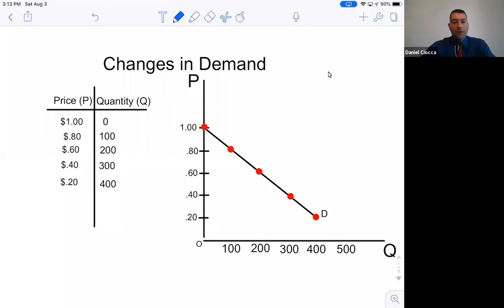Mr. Sioka here. Today we're going to learn about what causes demand to change.